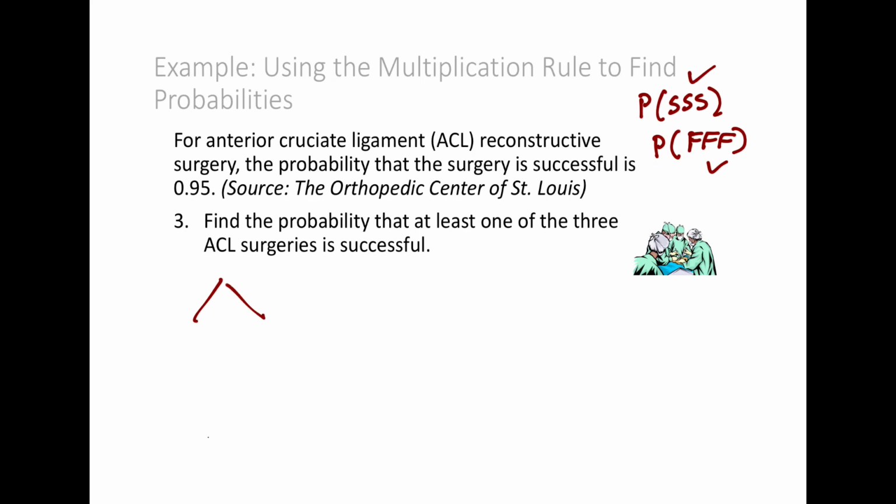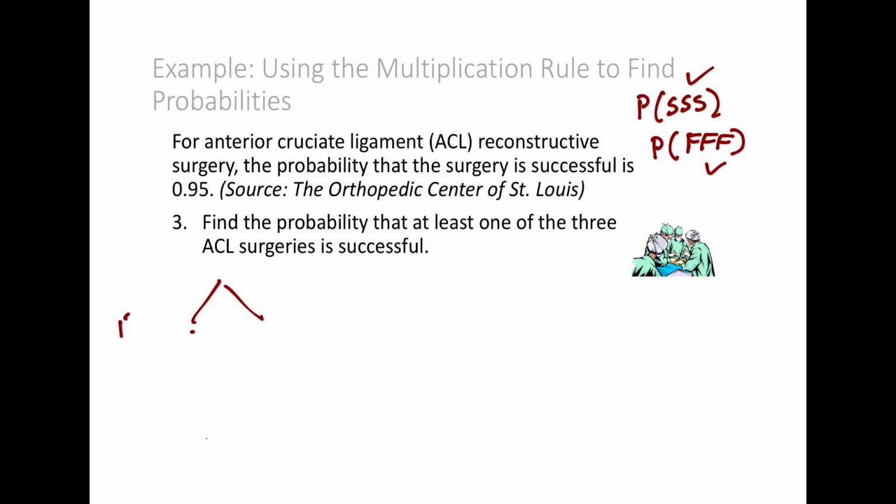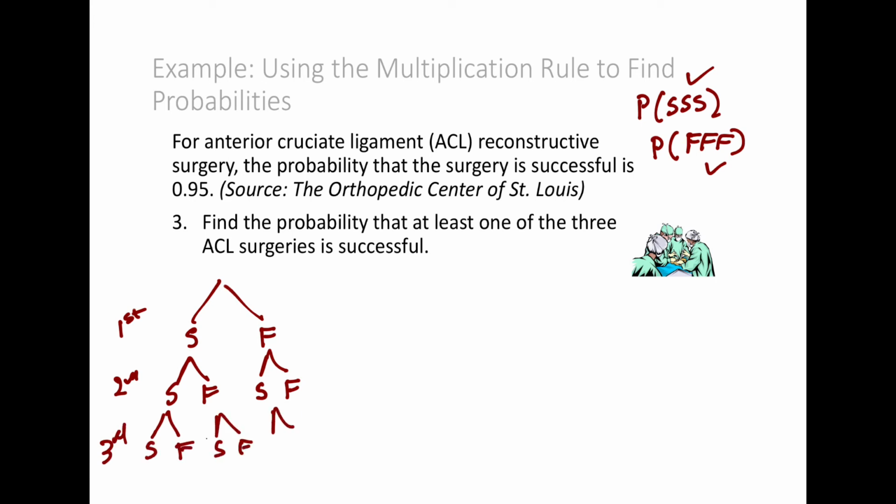In fact, we can take a look at this from the standpoint of a tree diagram. Either this would be the first patient, right? Either it's a success or it's a failure, right? And then for the second surgery, we would branch off of this and say, well, it's either a success or failure. If the first one's a failure, then the next one can also be a success or failure. And then the third would be an S and an F. Again, S and an F, S and an F, S and an F.